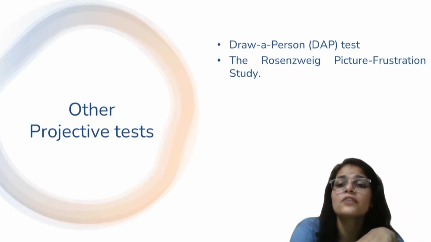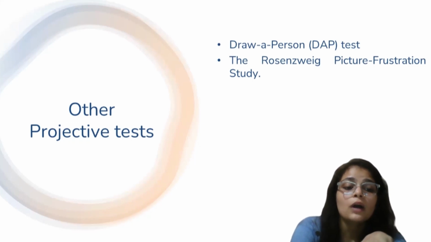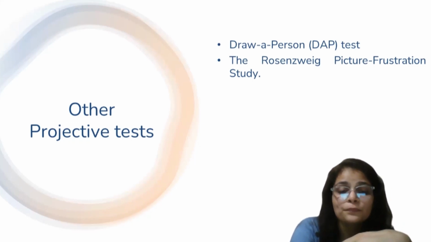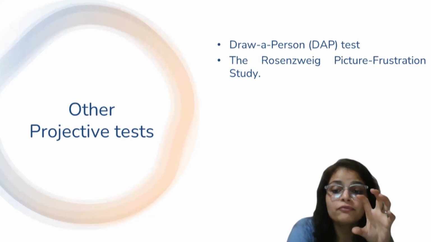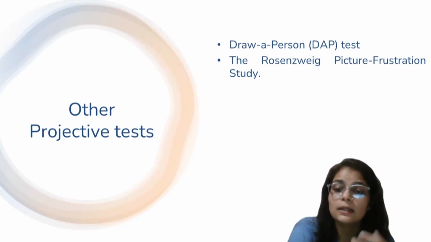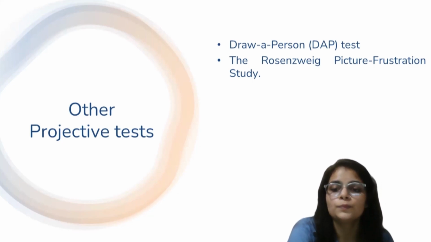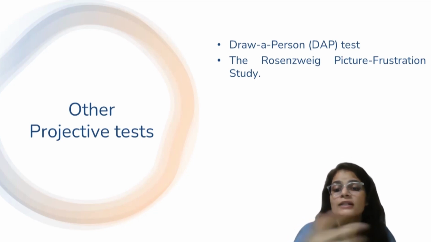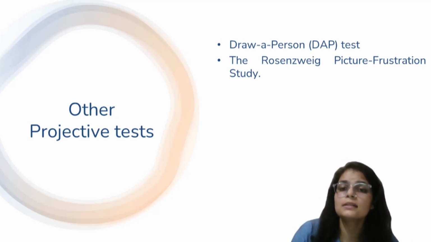In the Rosenzweig picture frustration study, the subject is shown a scene that consists of moderately frustrating situations, and the client is asked what the frustrated person depicted in the picture will do, or how the subject would react if a similar situation were presented to them. The responses given by the client are then assessed.